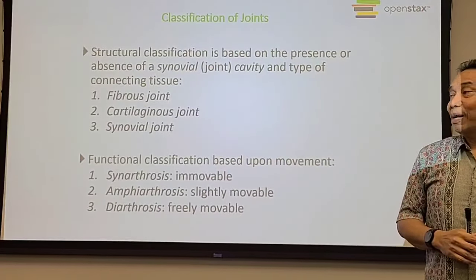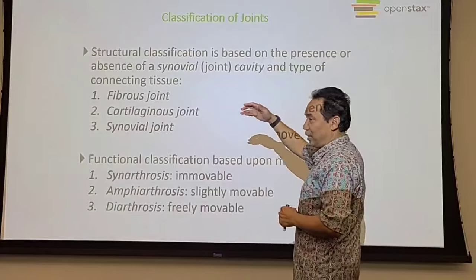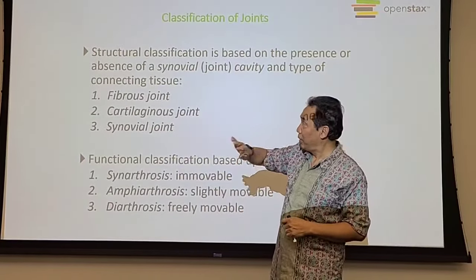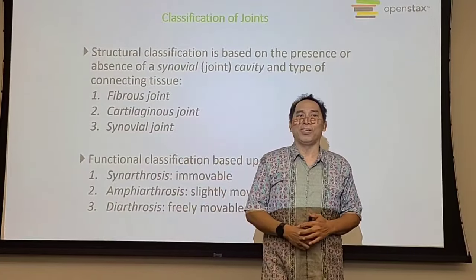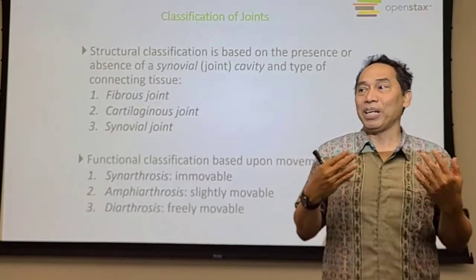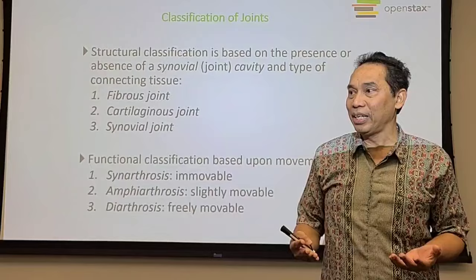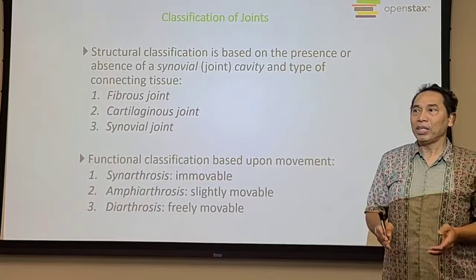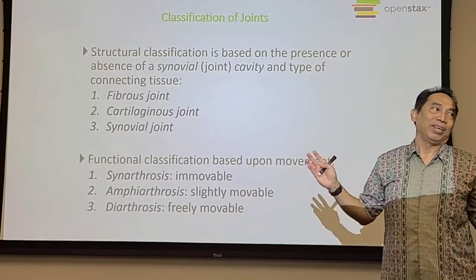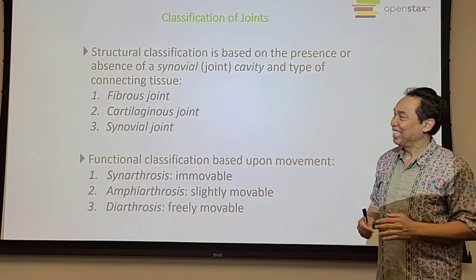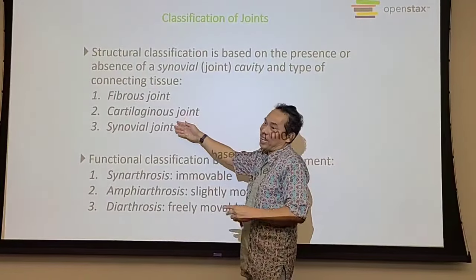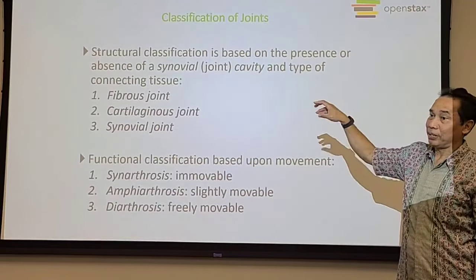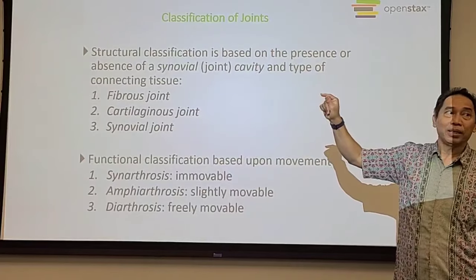What's the third type? This is the one that we just discussed on the previous screen. It's called the synovial joint. This is the typical joint that we have, which has a synovial cavity with the synovial fluid, with the capsule, and so on. Okay, that's the synovial joint. The structure is like that. That is based on structure. Do you have questions for this?